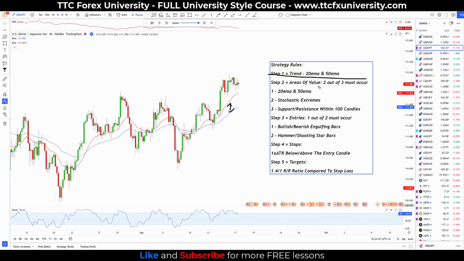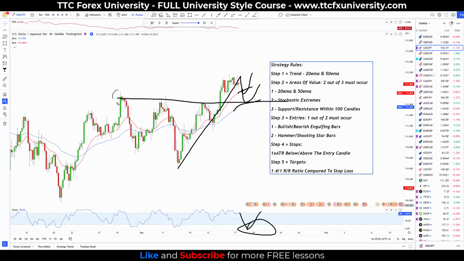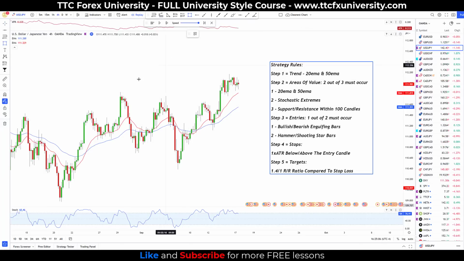Next up, we're looking for 2 areas of value. So what I ask myself is, what are the possible 2 areas of value I could see happen during this pullback? As we're pushing higher and price starts to pull back, the 20 EMA can act as an area of value. The 50 EMA can act as an area of value. An extreme stochastic can act as an area of value. And a previous level of structure looking left less than 100 candles can act as an area of value. So what I would do in this specific case is go ahead and draw out my zone of major structure right here, and I would wait to see what price does.